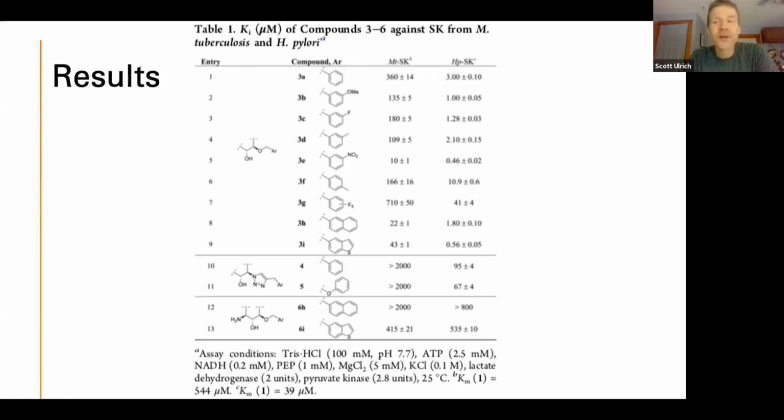Yeah. But based on the results, this would be a good chemistry question for all of you. You're looking at these aromatic substituents, particularly the set that are labeled 3A through I. What seemed to be helpful?